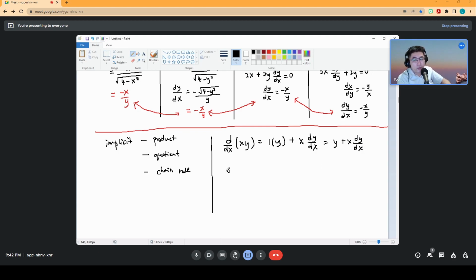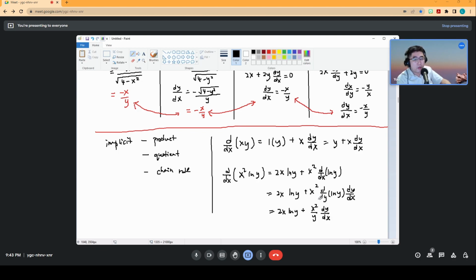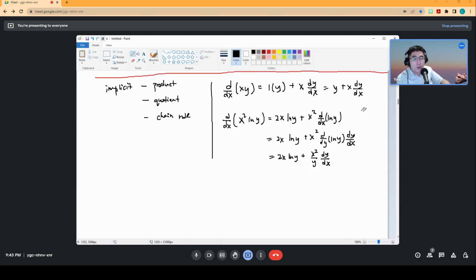Okay, let's say I give you another one. Let's say you have x squared ln y. Differentiate u, keep v, plus keep u, differentiate v. I'd better write step by step. So 2x ln y plus x squared, but over here you have a different alphabet, so we apply what we did earlier, and we have dy/dx. So I have 2x ln y plus x squared over y dy/dx. You'll get this as a result. So these two are examples of the product rule.